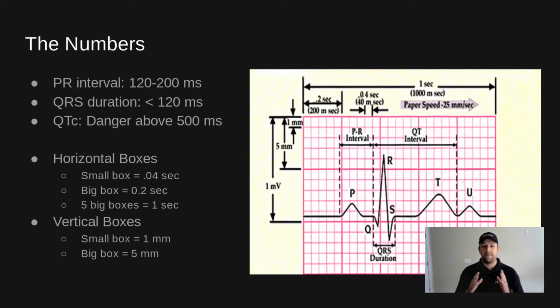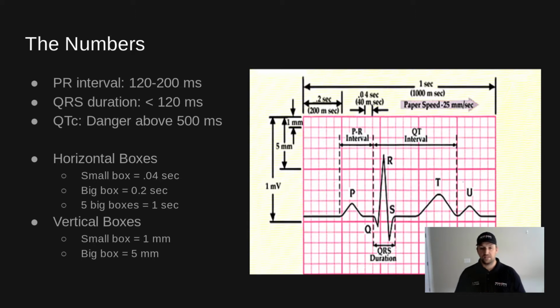For the EKG paper itself, I want to review a little bit of the timing. For the horizontal boxes, going left to right, one small box is 0.04 seconds. One large box is 0.2 seconds, and 5 big boxes is 1 second. So this paper here is 1 second, or a 1 second strip.